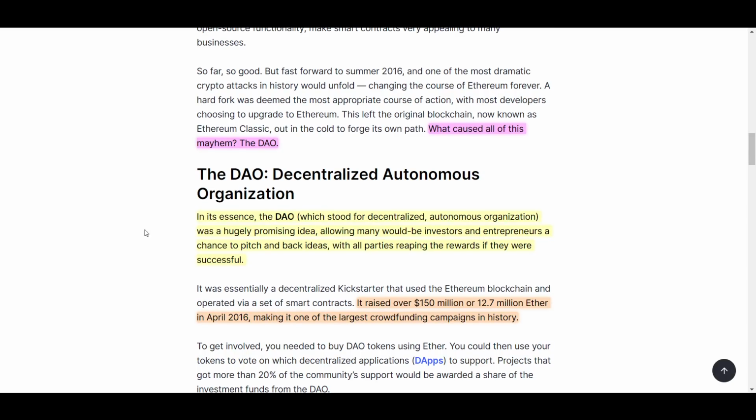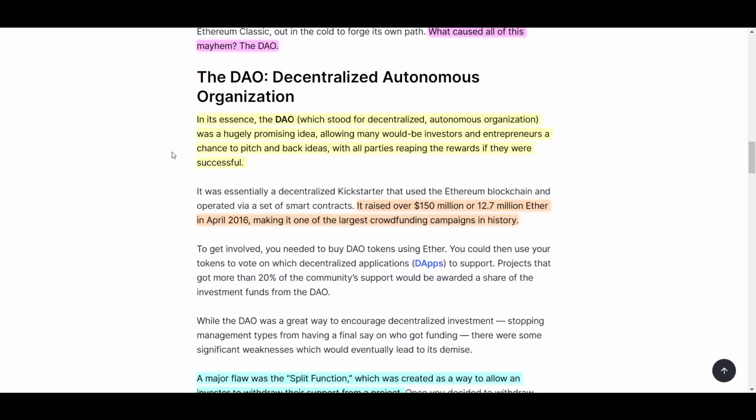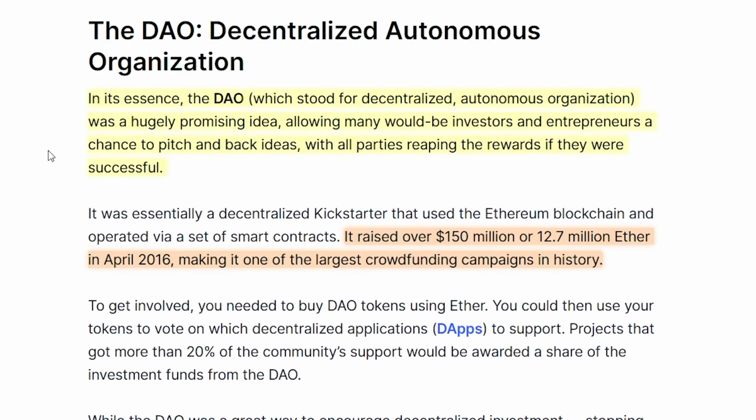If we skip ahead 2 years to 2016, things were going well and the Ethereum DAO had been created to help fund the new promising projects being built on top of the chain. In April of 2016, the DAO raised $150 million worth of Ethereum to use for its investments, which actually made it one of the largest crowd funds in history.